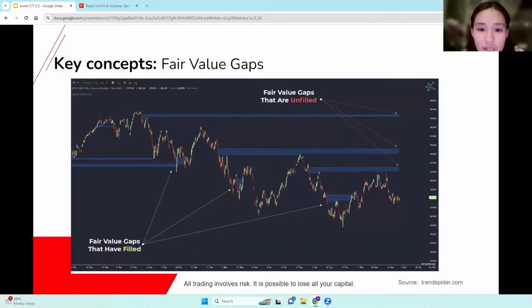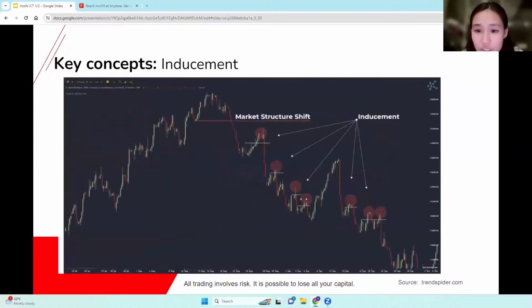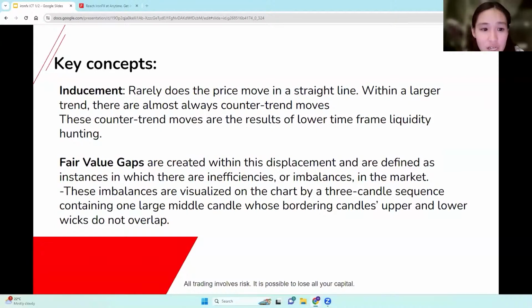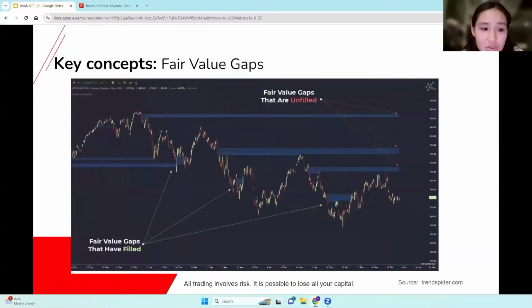Okay, so maybe to start off, you can look for what we've mentioned in the previous slide, which is the three candle sequence containing one large middle candle whose bordering candles' upper and lower wicks do not overlap. So you can look for some of those examples over here.